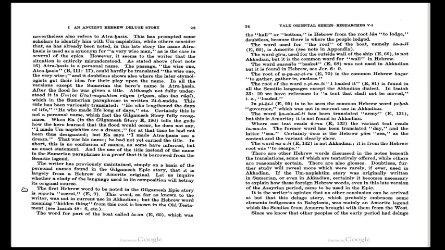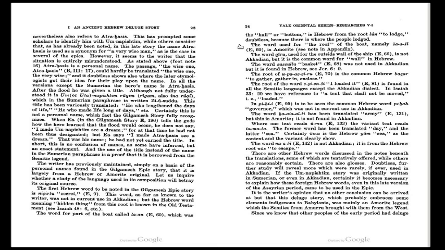Secret. This word, as far as known to the writer, was not in current use in Akkadian, but the Hebrew word meaning hidden thing from this root is known in the Old Testament. See Isaiah 48:6. The word for part of the boat, called la'an, which was the hull or bottom, is Hebrew from the root lun, to lodge, doubtless because that is where the people lodged.